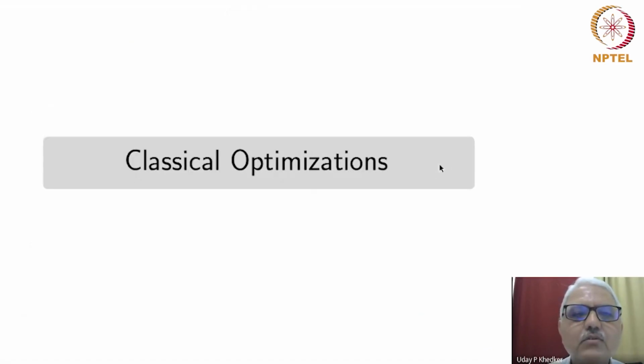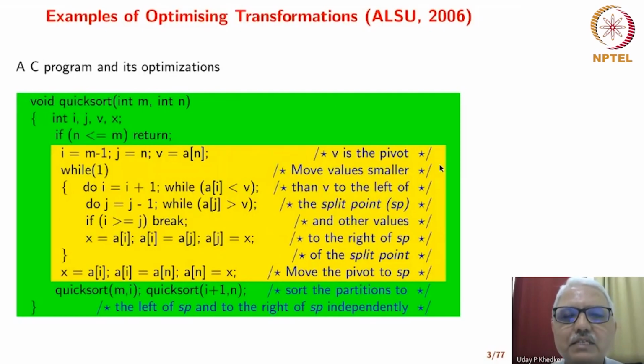So talking about classical optimizations, here is that celebrated example from the Aho, Lam, Sethi, Ullman book that demonstrates the usefulness of optimizations. What we see here in the green box is a quicksort function, and we are interested in looking at the optimization of the code in the yellow box. Let's not worry too much about what's there in the yellow box. We're not interested in what this program does. We are interested in what we can do with this program in order to improve it.